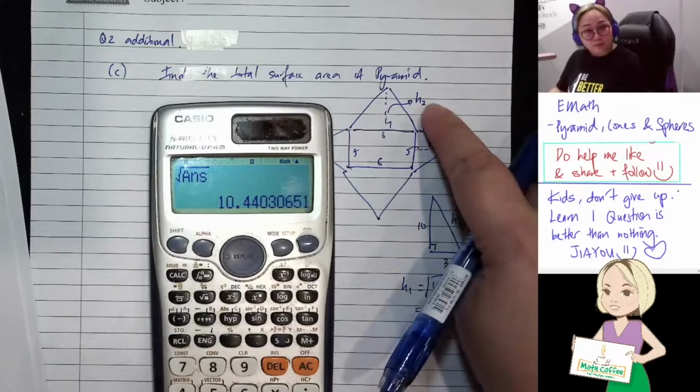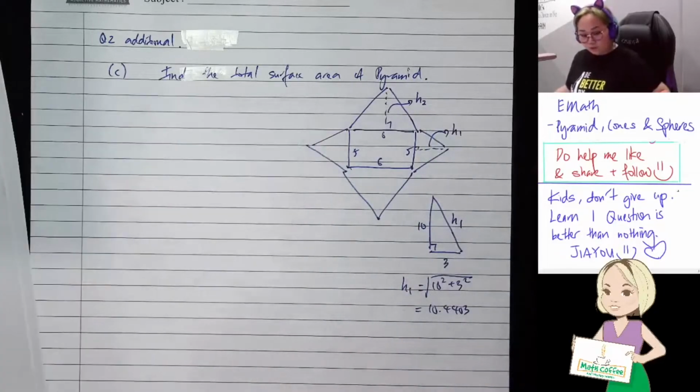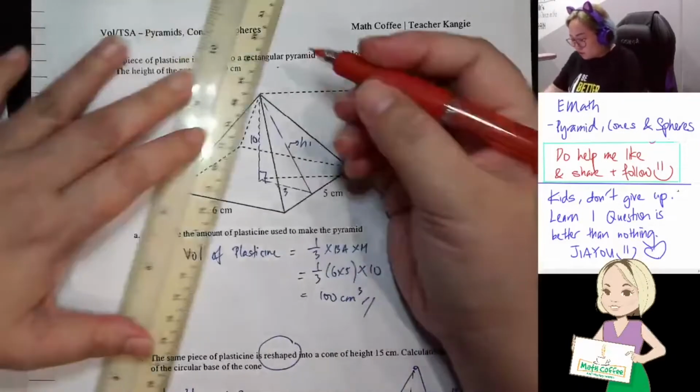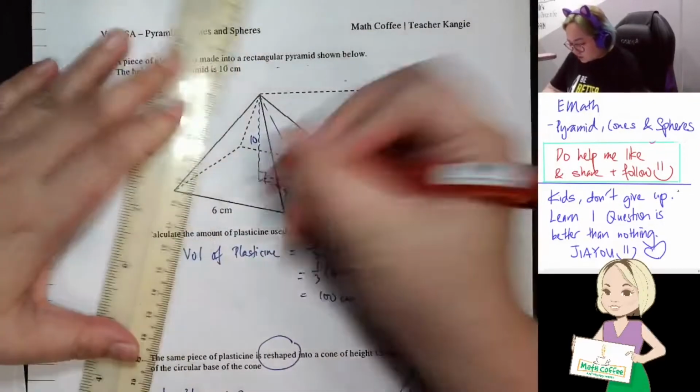Now I need to find my height 2. So where's my height 2? Go back to the diagram. This time around, I'm going to use the red color. So mark up here.